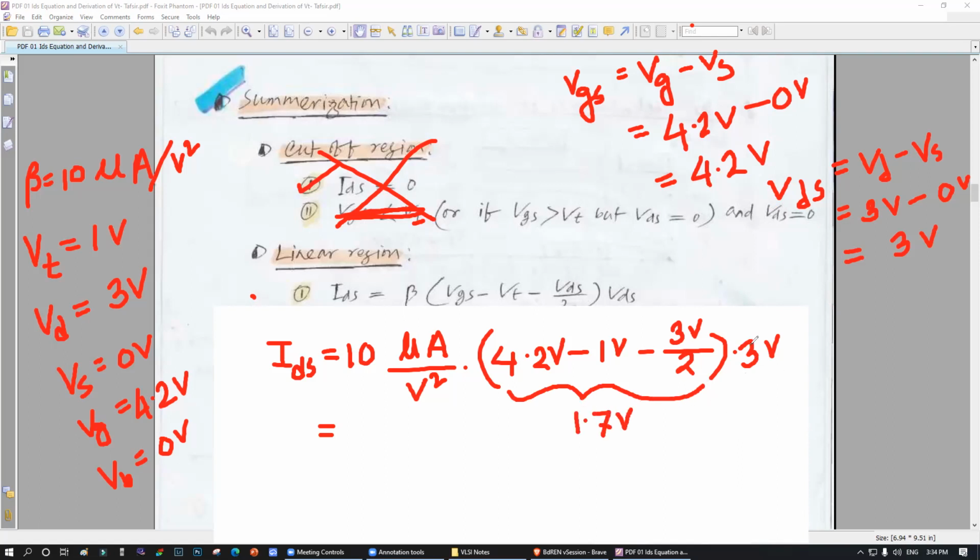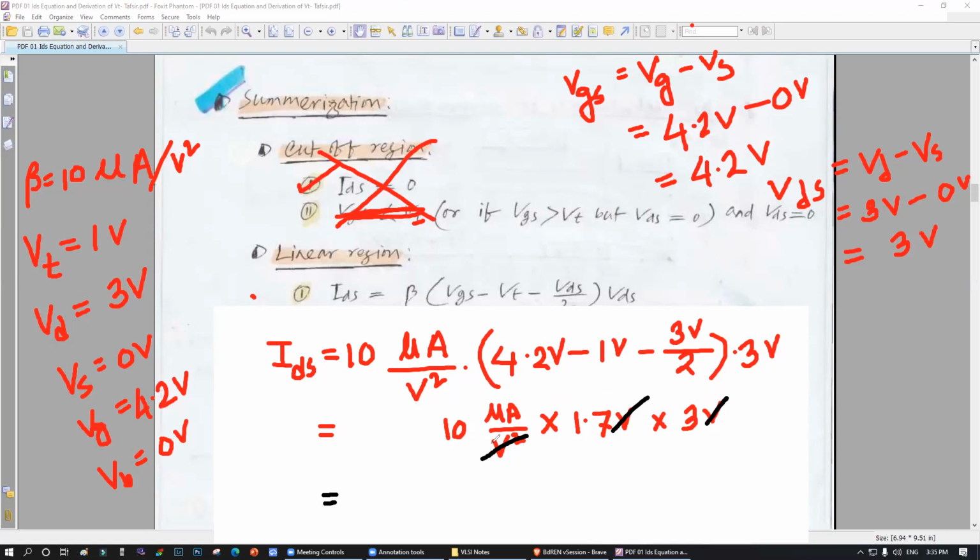1.7 volt, right? And there is a multiplication. What is the multiplication? 3 volt, right? Yes, sir. Multiplication here. What is that? 10 microampere divided by volt square, right? Understood? Yes. Now come here. Look at this. Here you have a volt, here you have a volt. Both of them are multiplied, so this volt square and this volt square will be gone, right? Volt into volt divided by volt square. So there will be the answer.